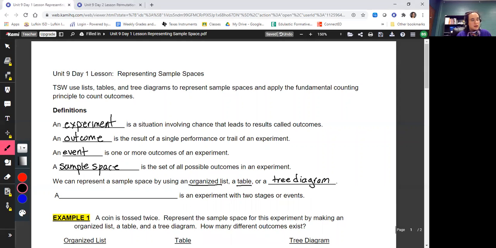I personally prefer a table because it's the way that you make sure that you have all of your options and don't skip over things, especially when you are dealing with larger possible events or outcomes. So first off, we are dealing with a two-stage experiment or two-step experiment.